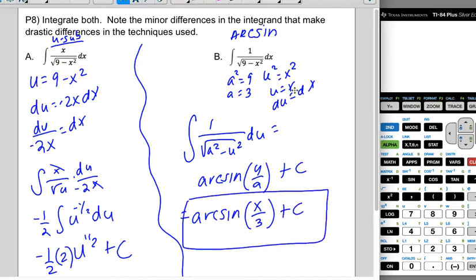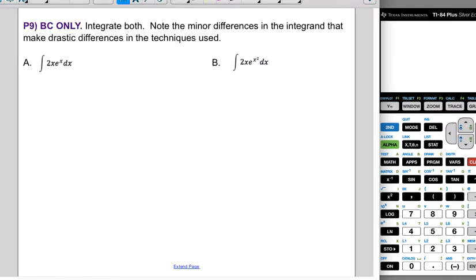So again, one minor difference, the x on the top versus the 1 on the top decides entirely whether we're talking about arc trig or u sub. All right, so that should be it for our AB video. You can take off if you're an AB student, and BC folks, hang around because we're going to do a couple more problems.